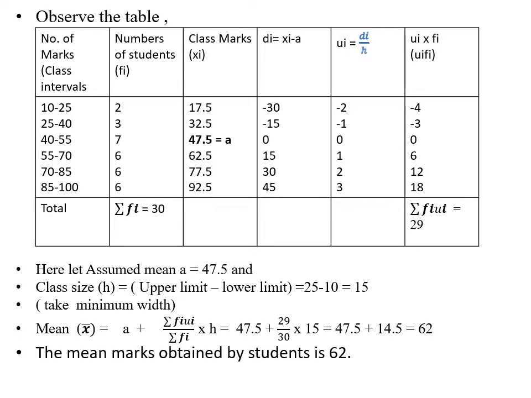For the same problem, if you apply the direct method or shortcut method, you will get the same answer, that is, mean equals 62. So it is up to you and your understanding which method you prefer.